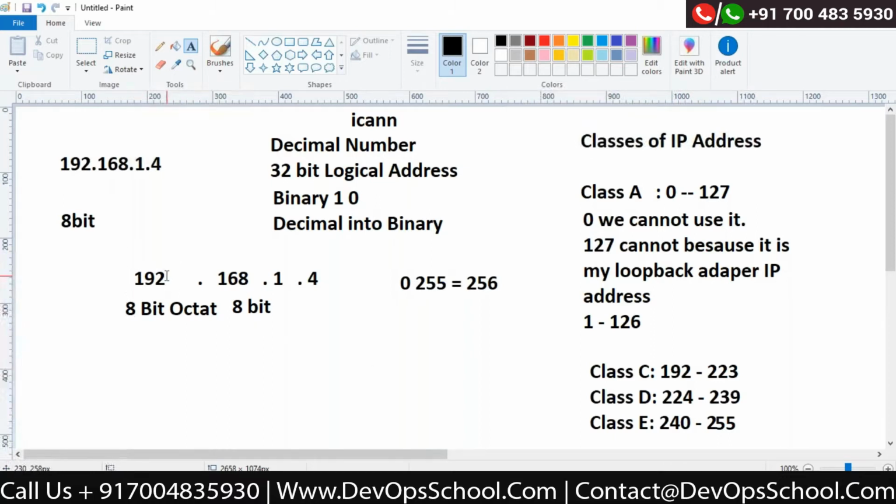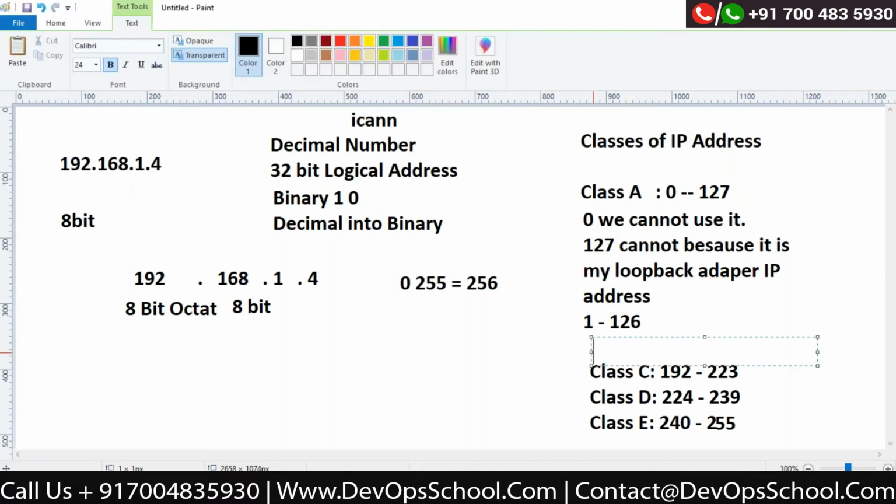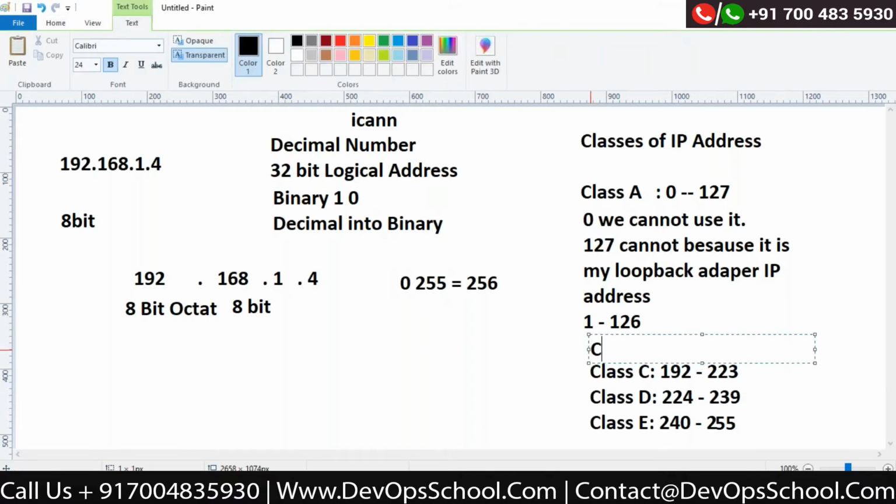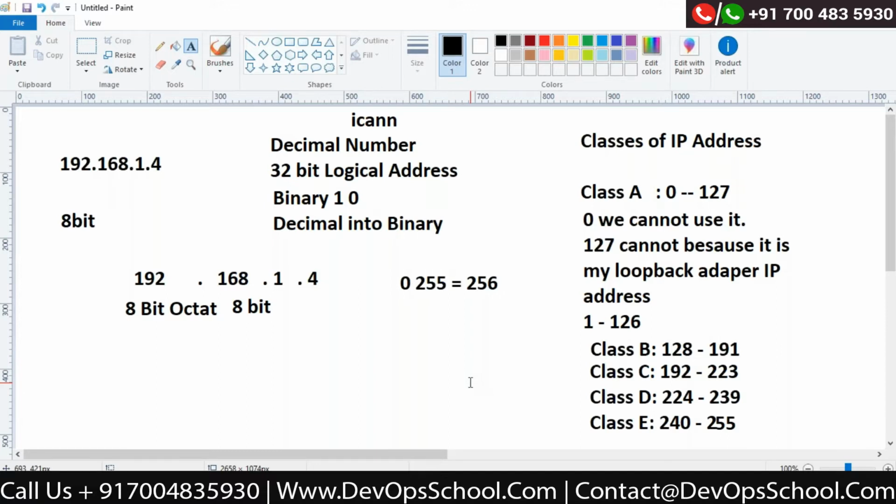So by seeing my first number, I would be able to see which class of IP address I'm using, whether it's a class A IP address or a class B IP address. Okay, where is class B? I have not mentioned it. Something is missing. 128. It is actually there, but hidden right now. Okay, class B is 128 to 191. Correct. So you can see these are the classes which ICANN has defined.